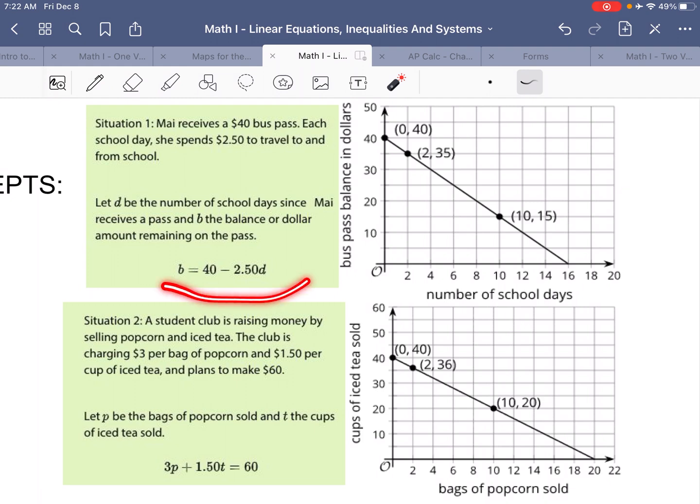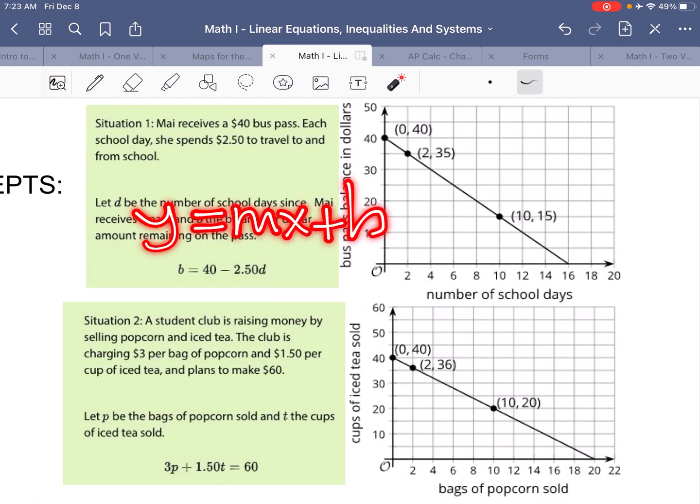Now, this right here is slope-intercept form. Kind of. Slope-intercept form, the way we normally talk about it, is y equals mx plus b, where m is your slope or your rate of change, and b is your y-intercept. But the order here does not matter. As long as we're looking at the number in front of the variable as your slope and the number with no variable as your y-intercept, you'll be fine.